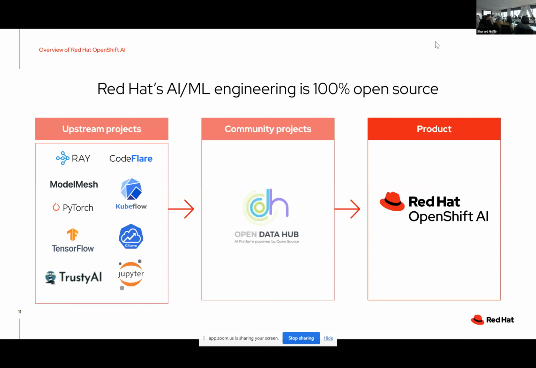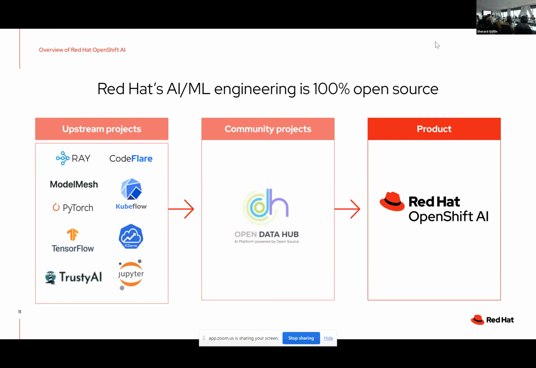OpenShift AI is our leading product in the AI space that allows enterprises to build and deploy their models into the hybrid cloud. It is fully open source. Everything we do at Red Hat, it's not just a requirement, it's also a culture. We try to look at all of the active open source communities and look at ways in which we can pull those together into an ecosystem that helps customers with those challenges.